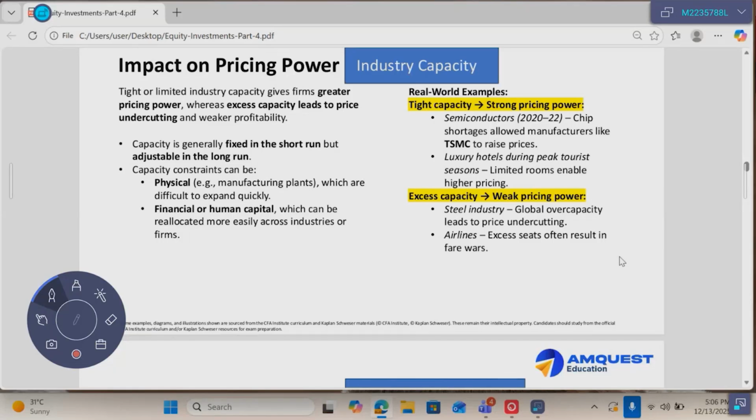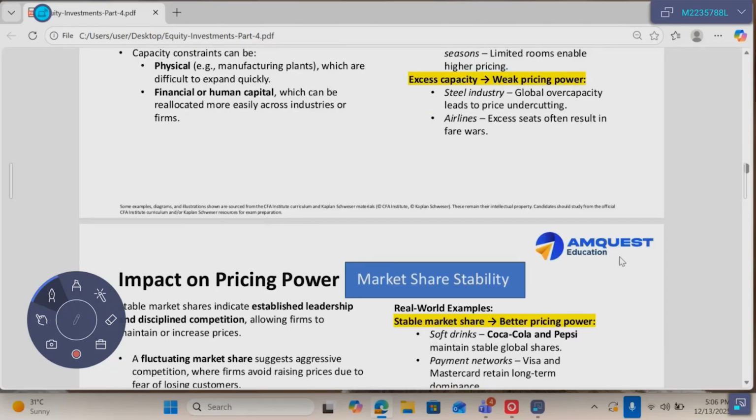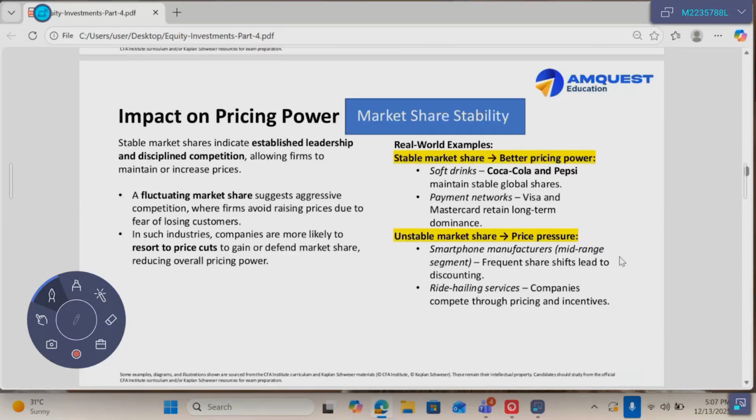So that's why the prices are lower, so that people opt for the service. So limited capacity, low supply and high pricing power. That was the conclusion. Next, we have market share stability. Stable market shares indicate established leadership and disciplined competition, allowing firms to maintain or increase prices.